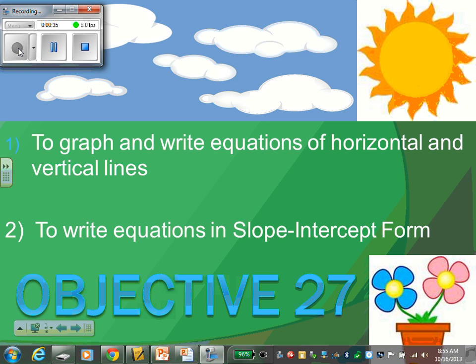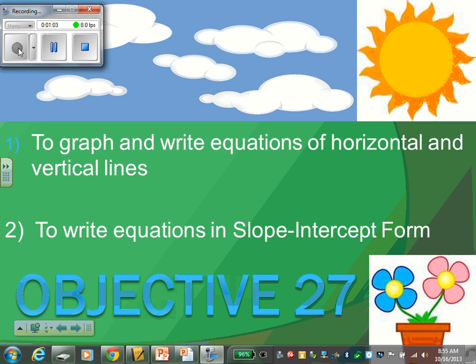Have you ever seen an equation that's not in slope-intercept form? Yes. Can somebody give me an example of an equation that is not in slope-intercept form? What is slope-intercept form? Y equals mx plus b. So give me an equation that's not in that form. I still think that's mx plus b.